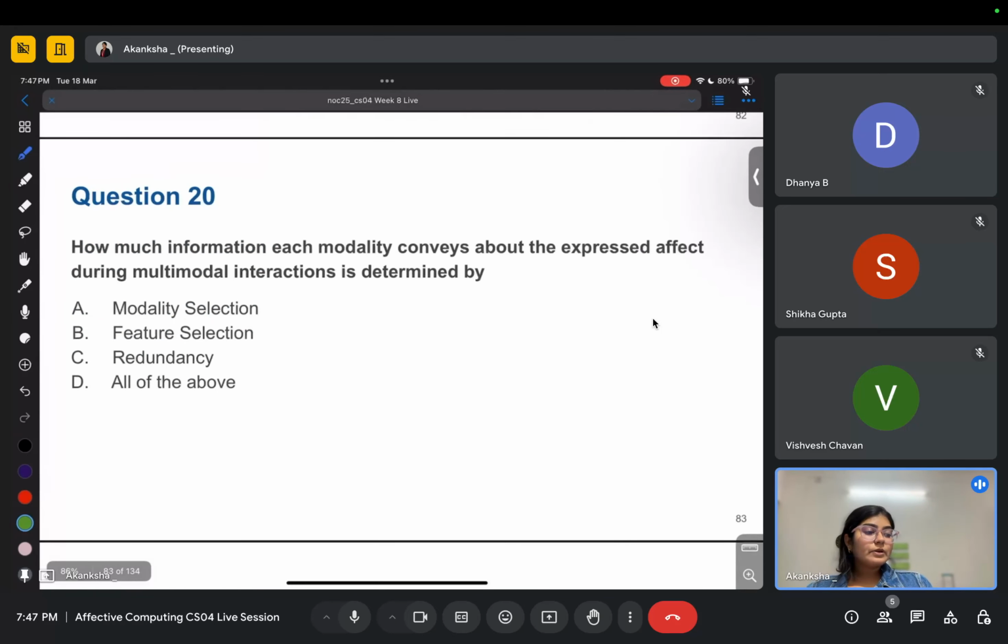Okay, how much information each modality conveys about the expressed affect during multimodal interactions? It is determined by modality selection, feature selection, redundancy, all of the above.